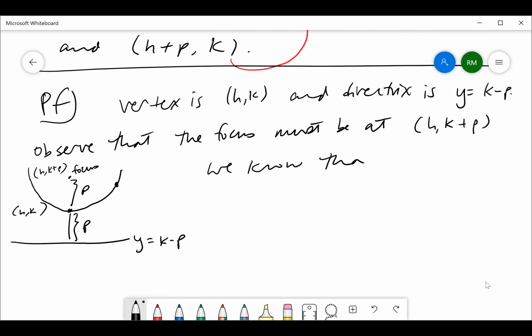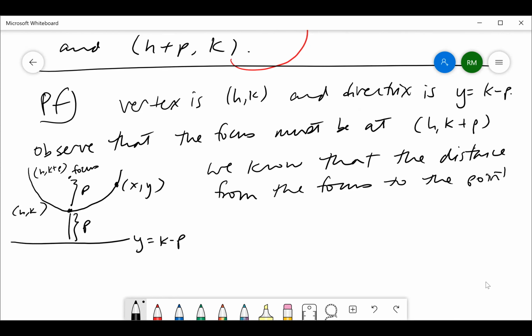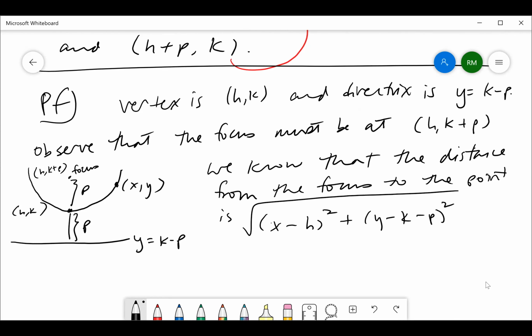So let's pick a point (x, y). We know that the distance from the focus to the point is the square root of (x - h)^2 + (y - k - p)^2. Technically we take the square root. The distance I've just described is the distance right here.